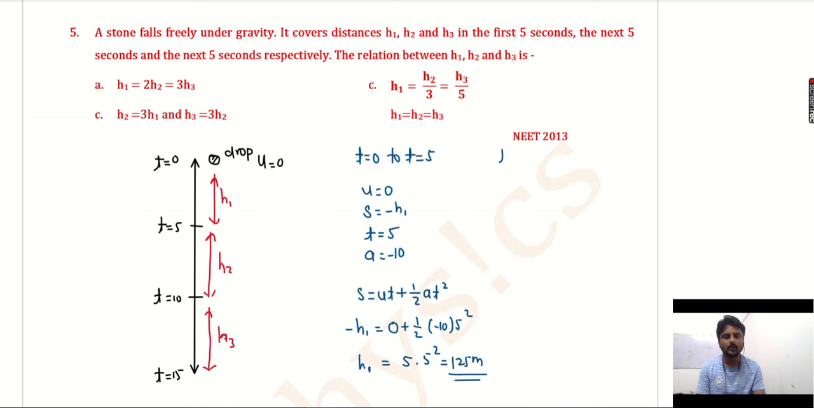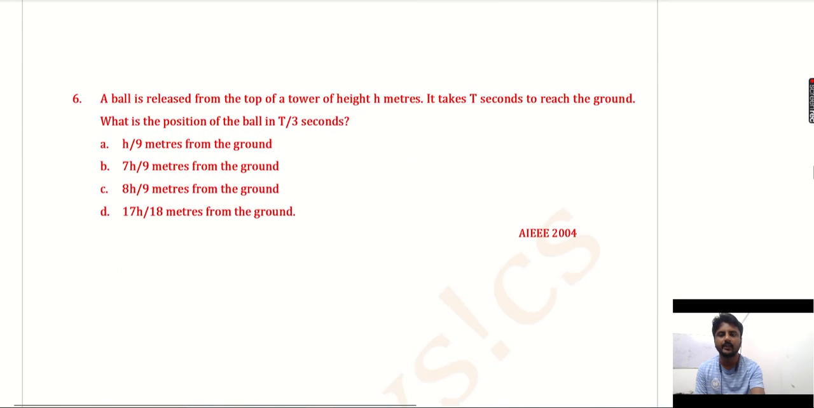Similarly, you solve for t is equal to 0 to t is equal to 10. How much distance is covered in first 10 seconds? That will be h1 plus h2. And then solve for t is equal to 0 to t is equal to 15 seconds. In first 15 seconds, how much distance is covered by the stone? So h1 plus h2 plus h3, right? So likewise, you solve and compare h1, h2 and h3, right? Okay. Moving toward the next question.